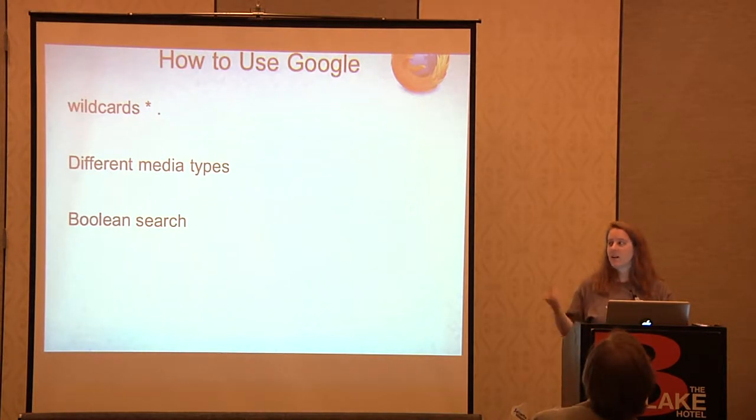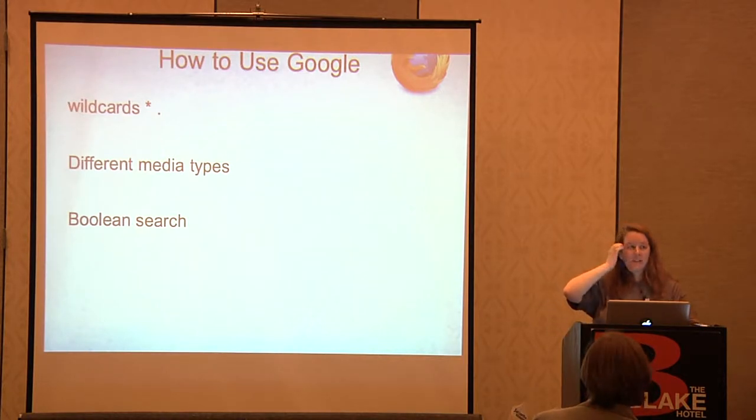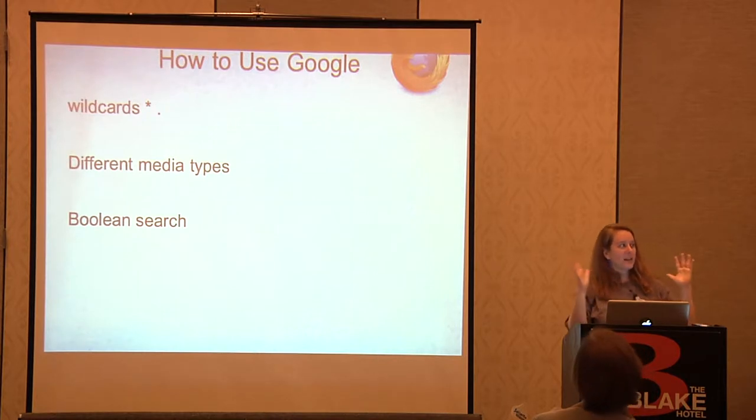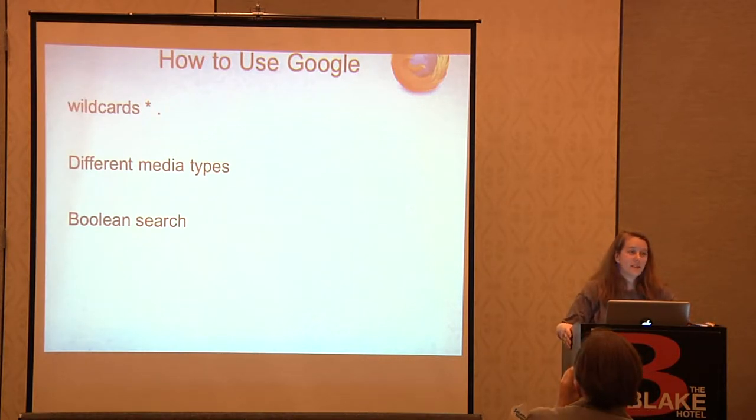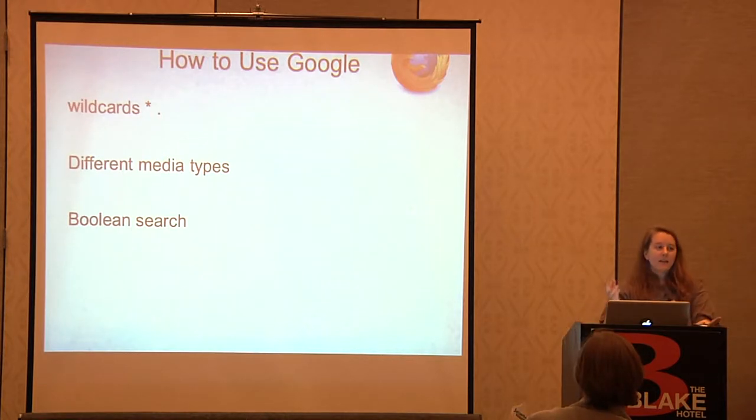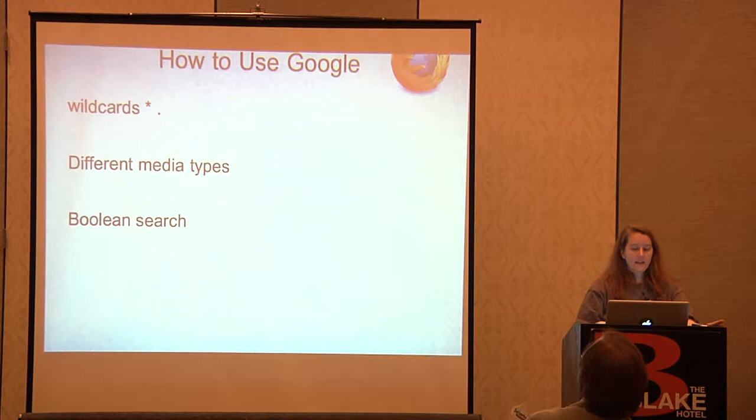If anyone was at Richard Hipp's talk the other day about full text search, he was talking about how they get the base of the word there. You can search different media types. You can search images only, or you can search news articles or blogs. And then there's also a Boolean search, so you can say plus this, minus that. You can use ands and ors and all that kind of stuff.